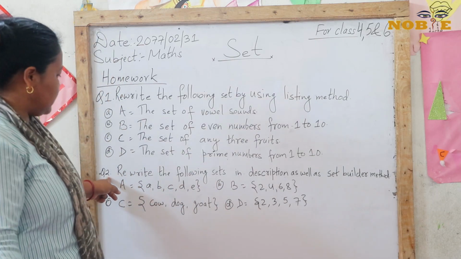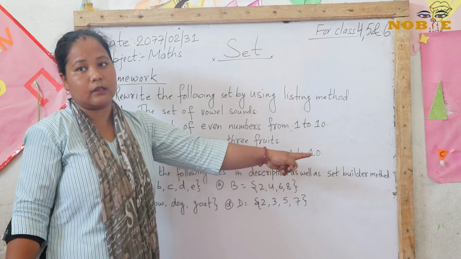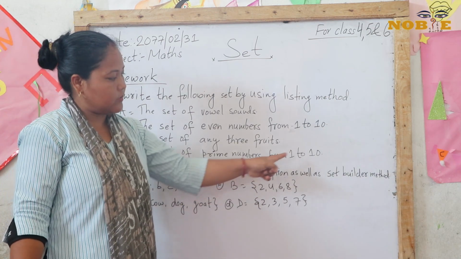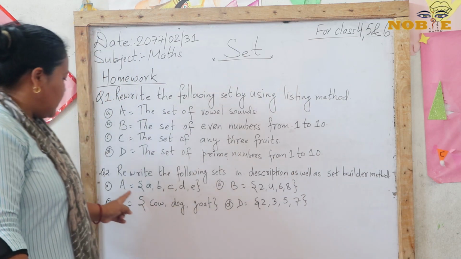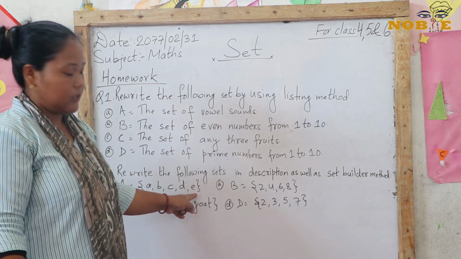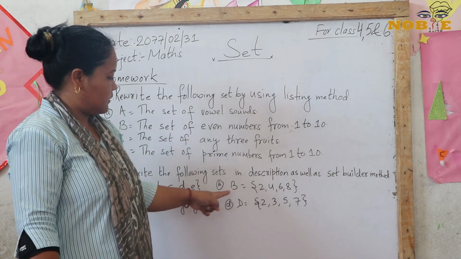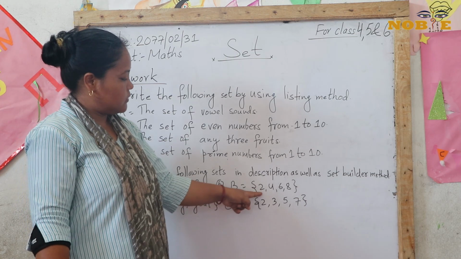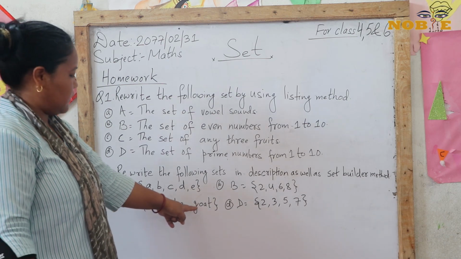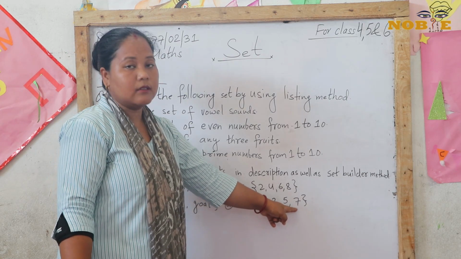And question number 2 is: rewrite the following sets in description as well as set builder method. You have to write all these sets by using the description method as well as the set builder method. Set A is A, B, C, D, E. Set B is 2, 4, 6, 8. Set C is cow, dog and goat. And set D is 2, 3, 5 and 7.